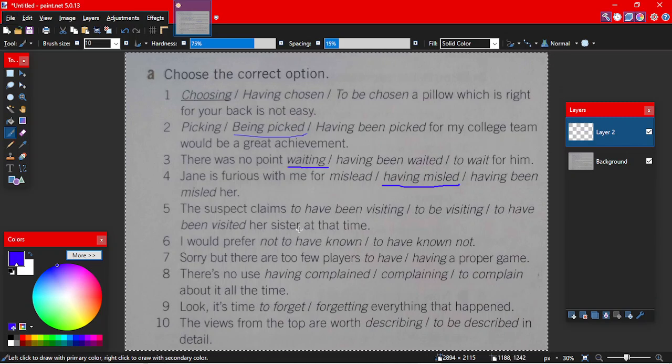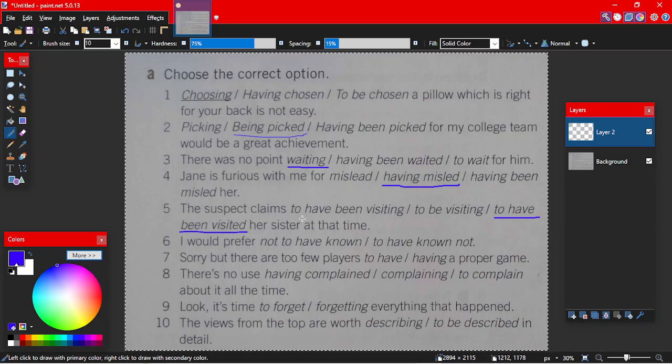Okay, the suspect. The suspect claims to have been visiting. To have been. Oh no, to have been visiting, to be visiting, to have been visited. Okay. The suspect claims. Do you need a hint? I can give you a hint. Or like a tip, advice.